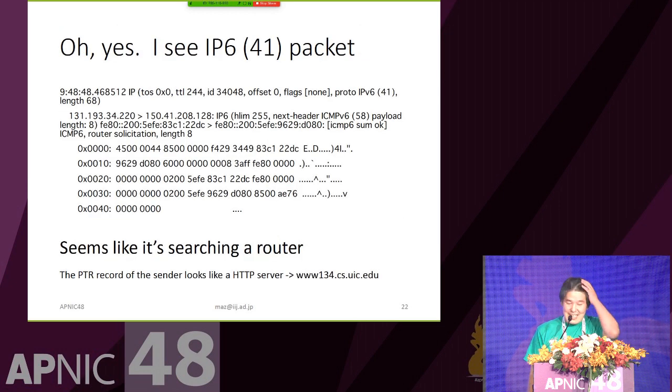Oh, as I said, I see IPv6 packets. So it's a v4-encapsulated IPv6 packet, like this. So someone is sending us the IPv6 packet, searching for the router of IPv6, right? And then I look up the PTR record of the source host. It looks like an HTTP server, www.134.cs.uic.edu, a university host, sending the IPv6 packet to us.